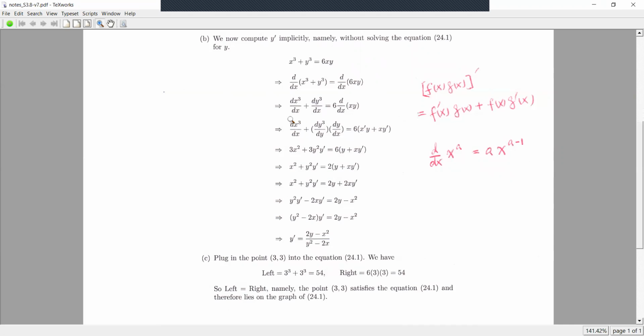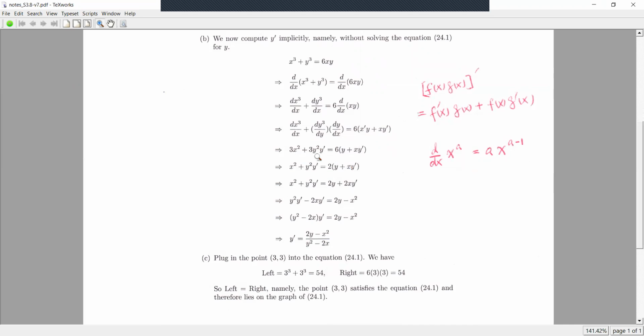Now, the derivative of x to the third with respect to x is 3x squared by the power formula. The derivative of y to the third with respect to y is 3y squared by the power formula. dy/dx is y prime. The x derivative is 1. So we have this equation. Now, solve this equation for y prime.